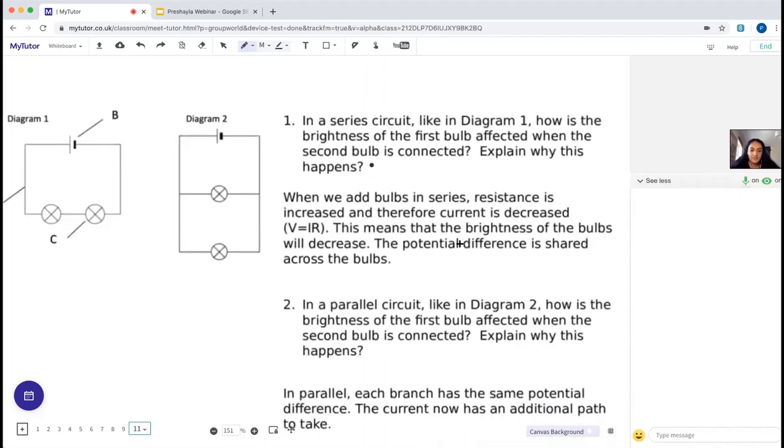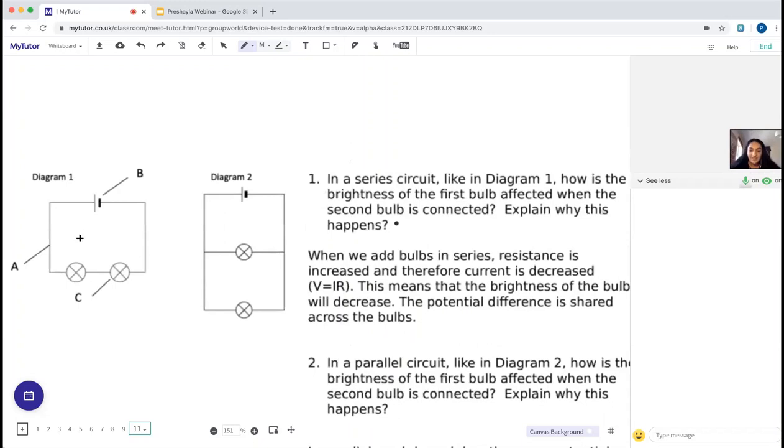Okay, so when we add bulbs in series, the resistance is increased. If we remember, resistances in series add together. So the resistance of bulb 1 adds with the resistance of bulb 2 to get a total resistance. So resistance is increased and therefore current is decreased by V equals IR. This means that the brightness of the bulb will decrease and the potential difference is shared across the bulbs. So if you said the bulb gets dimmer, then well done, that's correct.